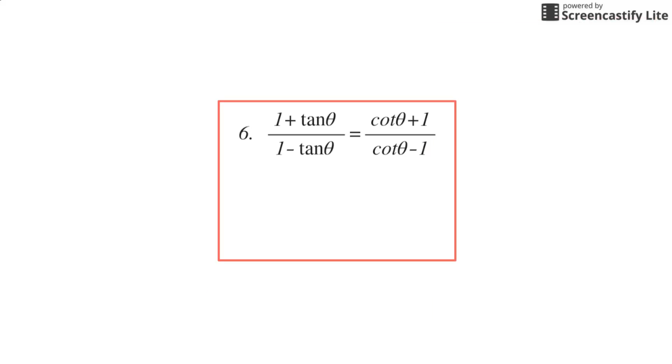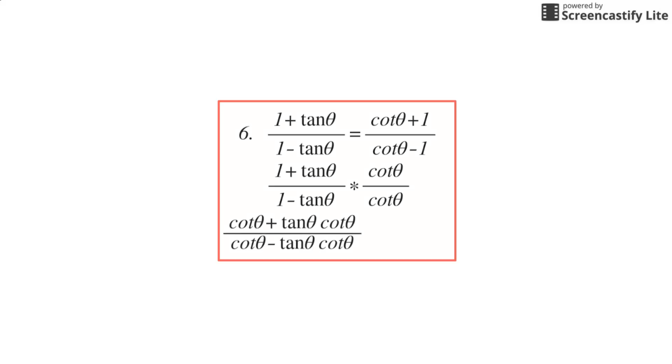In this problem, we are going to start on the left side, even though it may appear that the right side could be more complicated, but they're about the same. So for this, we will multiply the side by cotan over cotan, which combined it's cotan plus cotan times tan, and then cotan minus tan times cotan. And tan times cotan, since they are reciprocals of each other, are just 1, so you get cotan plus 1 over cotan minus 1.